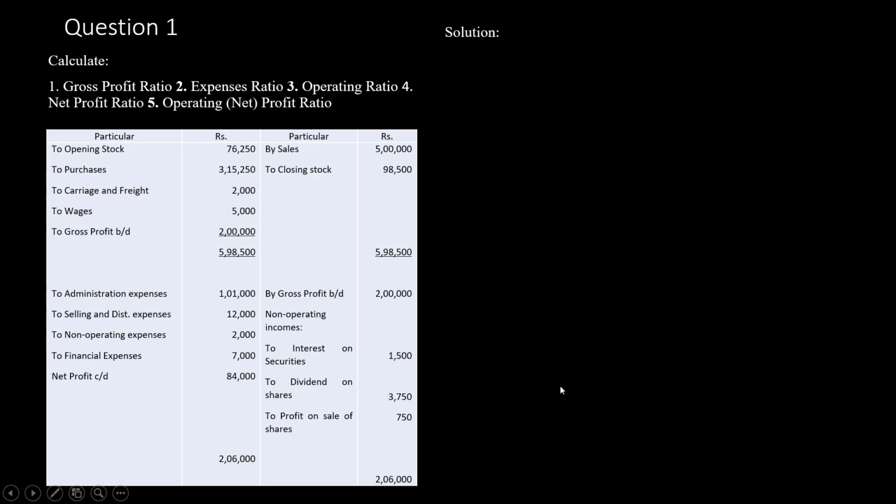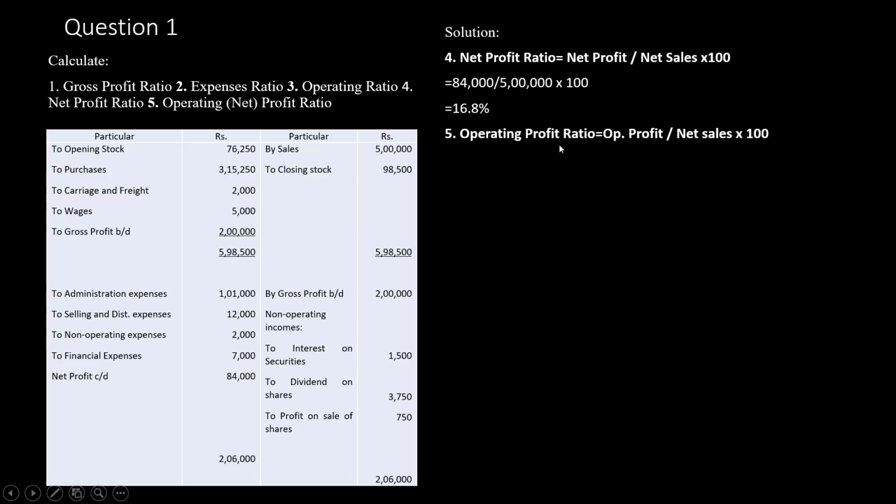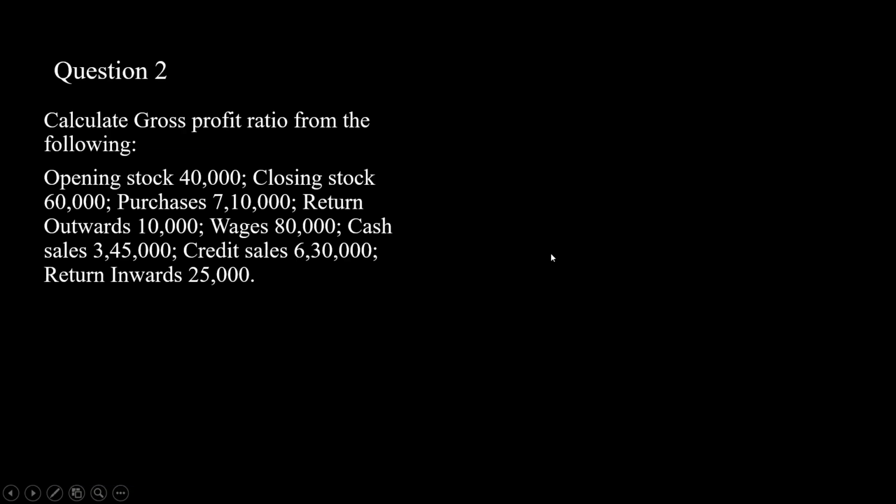Next was your net profit ratio. Formula is net profit divided by net sales into 100. These are the calculation parts which you have seen already, and operating profit divided by net sales into 100 is giving us the operating profit ratio. So after doing this, all the 5 ratios we have calculated, then next let's see question number 2.